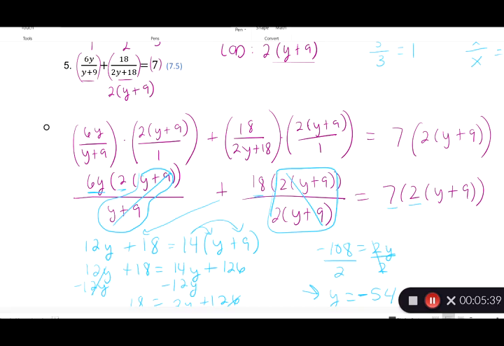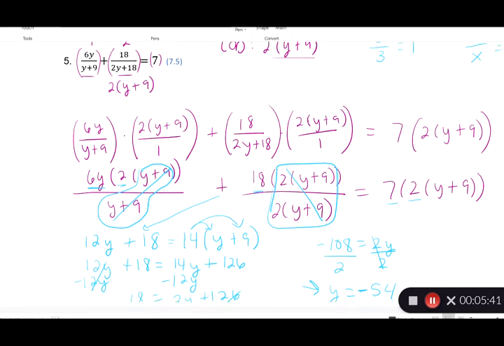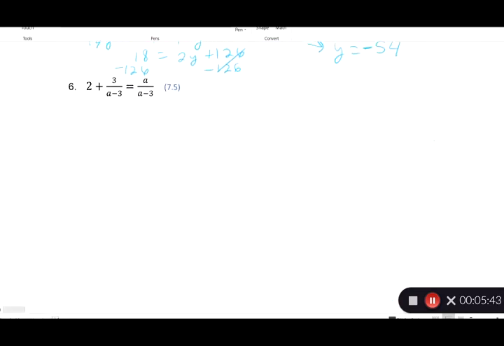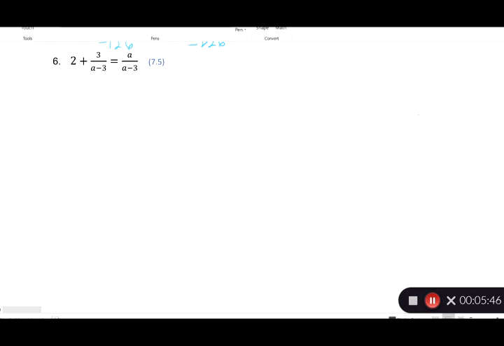So we just don't want the denominator to be equal to 0. Okay, so here's another example. 2 plus 3 over a minus 3 equals a over a minus 3. Again, we want to start out with our LCD. This one's a little bit easier to see the LCD because they have the same denominator, right? The two fractions have the same denominator, so the LCD is just going to be a minus 3.